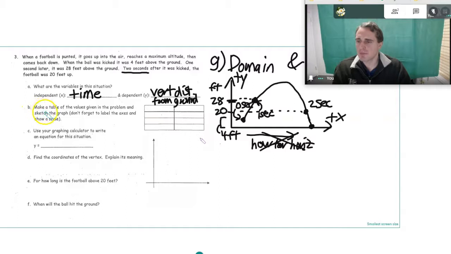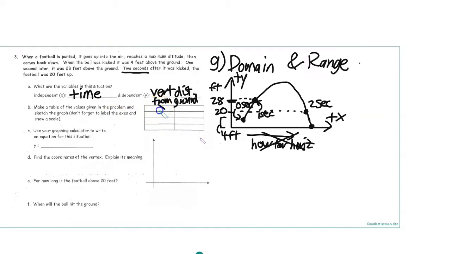Okay, B, make a table of values given the problem and then sketch a graph. Don't forget to label the axes and show a scale. Okay, so let's do x and y. When x is 0, we have 4 for y. When x is 1, what do we have? What does the problem say? Feet. Right, this is 28. And then finally, when x is 2, this is the other piece of information we had. Y is what? Sorry, y is 20. Good job. Okay, so there we have this table of values.